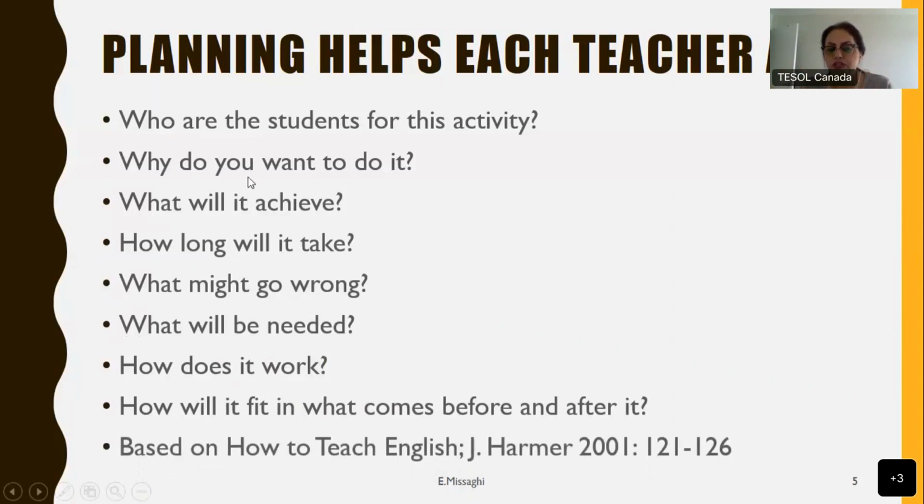If you want to study more about it, you can read How to Teach English by Jeremy Harmer. It's downloadable and it's free. A very good and handy book for all teachers. All of Jeremy Harmer's books for teaching are very, very useful.